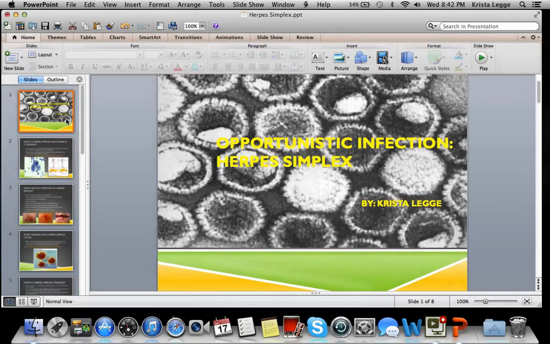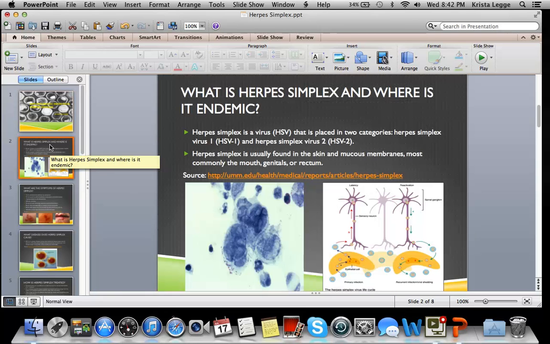I chose to do my project on the opportunistic infection herpes simplex. And in the background here, you can see a microscopic view of herpes. What is herpes simplex and where is it endemic?